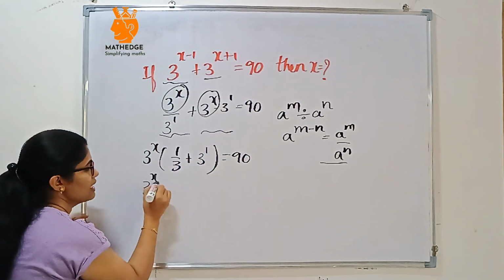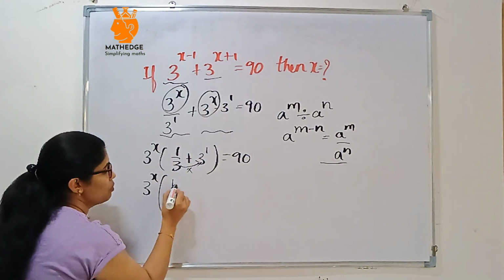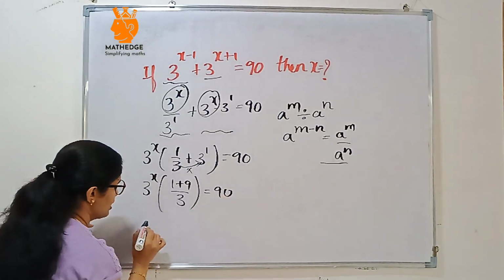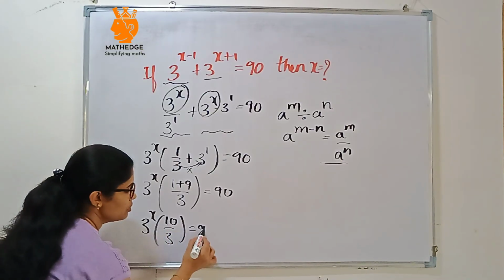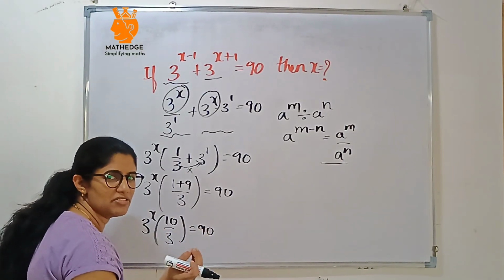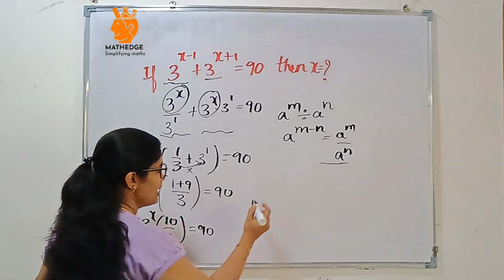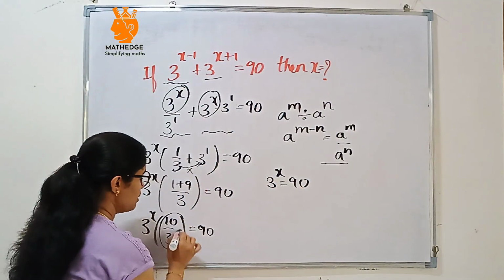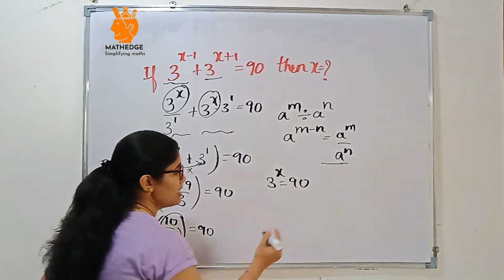After that 3 power x. Let's simplify this. We know this, right? 3 3s are 9. So 1 plus 9 by 3. Write the denominator as it is. So 3 power x, 1 plus 9 is 10 by 3, which is equal to 90. After that, if you observe, 90 is a multiple of 3, like that. So we will send this term to this side, right? Then it will become 3 power x equals 90, this whole term I am sending this side. Then 10 by 3 will become 3 by 10. Numerator and denominator will exchange, right?